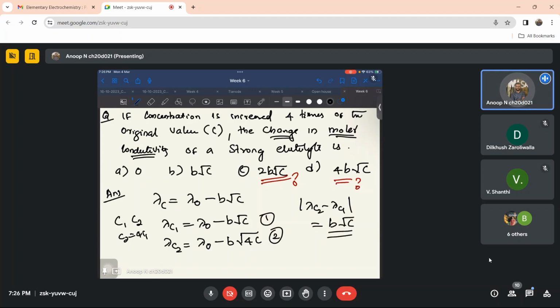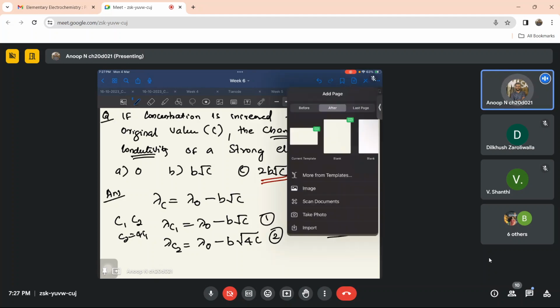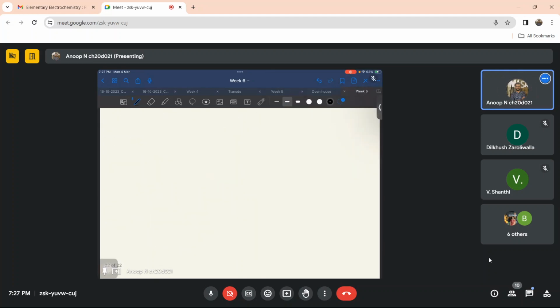So when we see directly, we may think it's a root answer, right? So the question asked is change in molar conductivity. So we have to take both molar conductivities and take the difference. So that's fine. I hope everyone understood this problem. So we'll move on to the next question. It is also a little fun question.